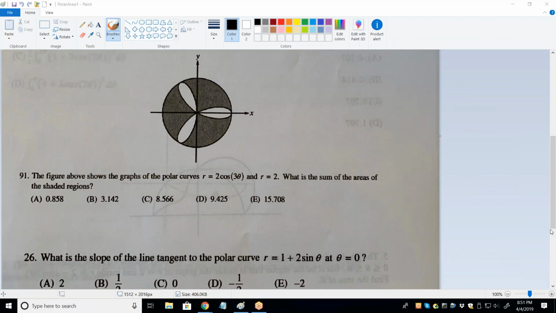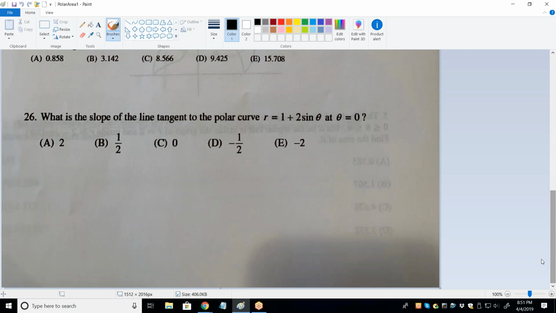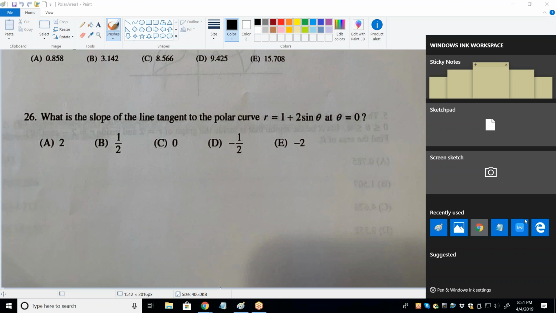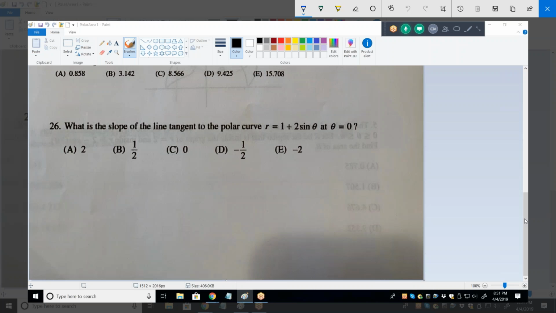What is the slope of the tangent line to the polar curve at theta equals 0? Well, for slope we have to start with dy/dx equals dy/d theta over dx/d theta. In other words, what we're really looking for is dy/dx, right? Right. It's dy/d theta over dx/d theta.